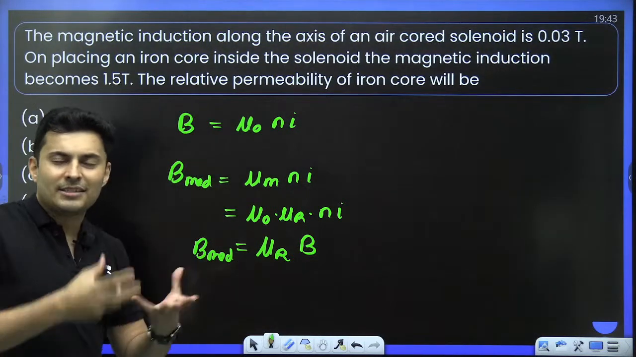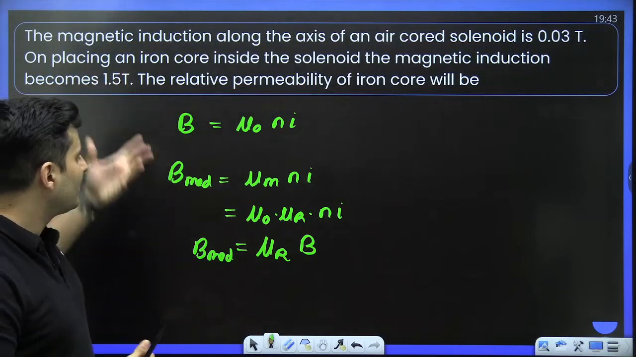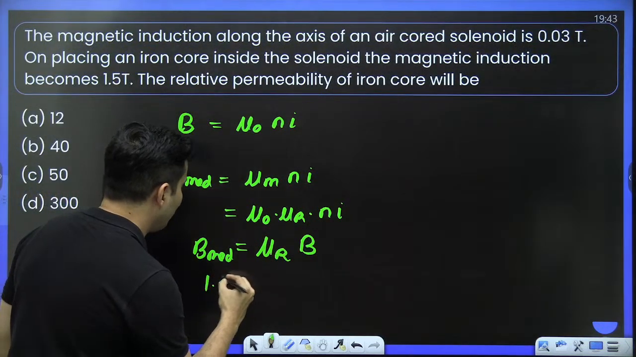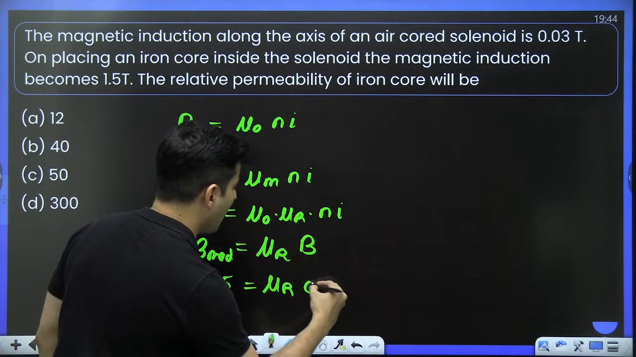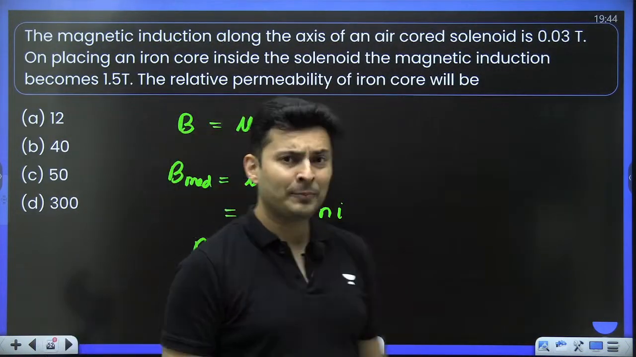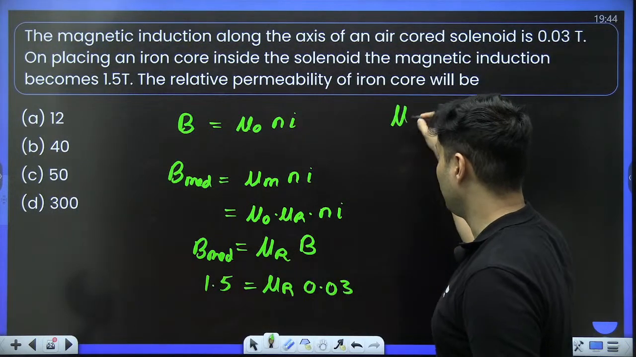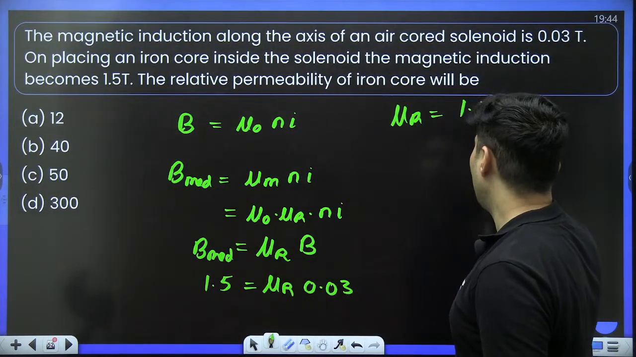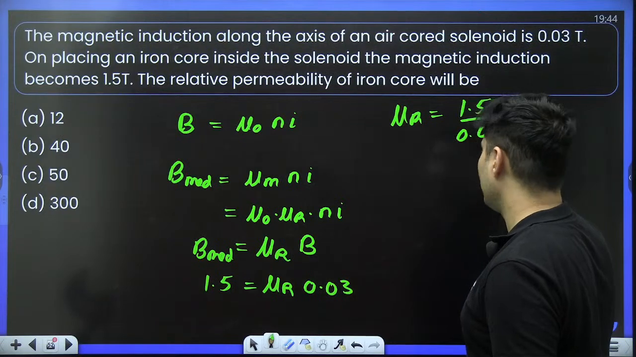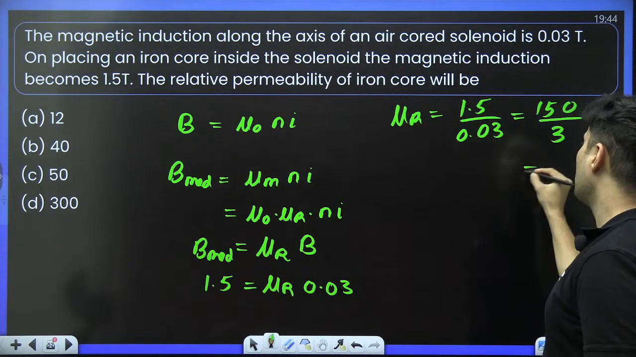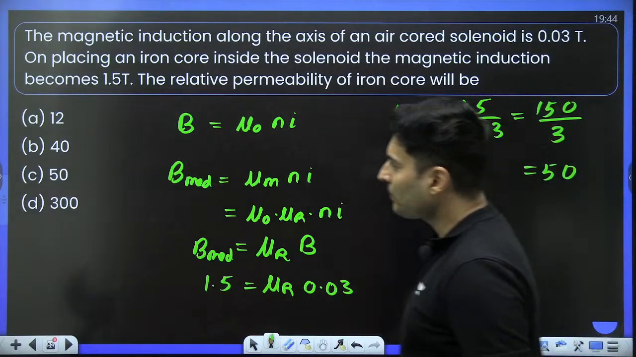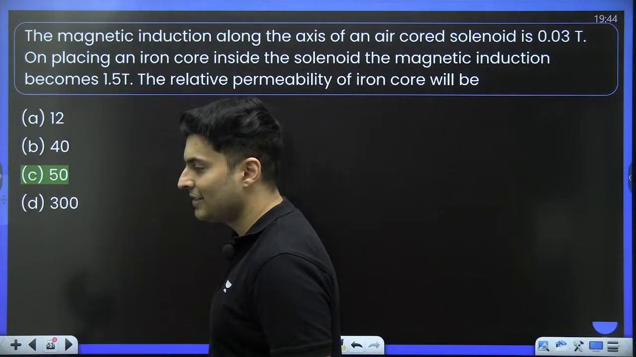The moment you add some material, the field inside will change. So it has become 1.5 Tesla. And the old field was how much? It was 0.03 Tesla. That's it. So the relative permeability will be 1.5 by 0.03, which is 150 by 3, which is just 50. Is 50 there? Yes, that is the answer.